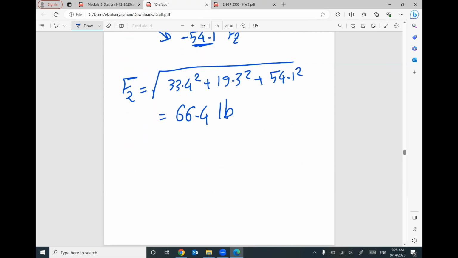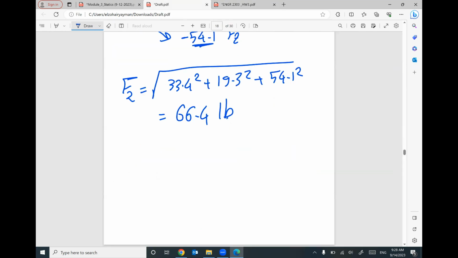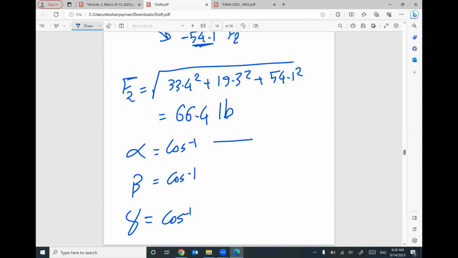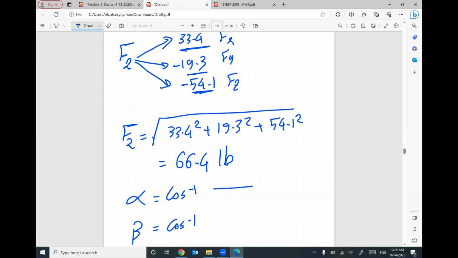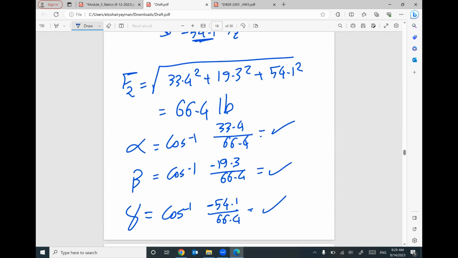If you would like to figure out the angles for this force, which are not given, nothing is given about F2. If you'd like to figure out the angles alpha, beta, gamma for this force, they will be inverse cosine of your x component divided by the force, inverse cosine of your y component divided by the force, and inverse cosine of your z component divided by the force. You can get your angles. Does that make sense?